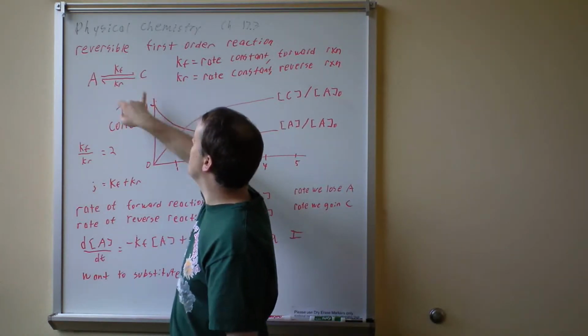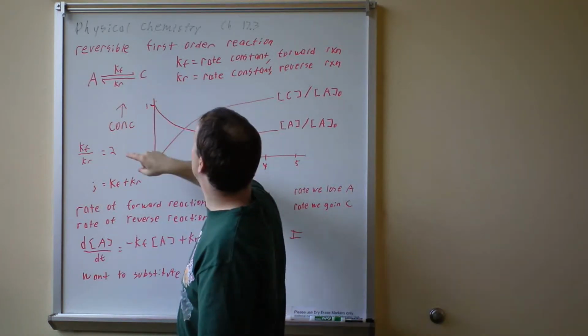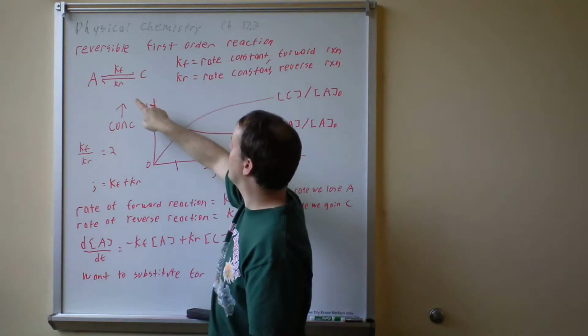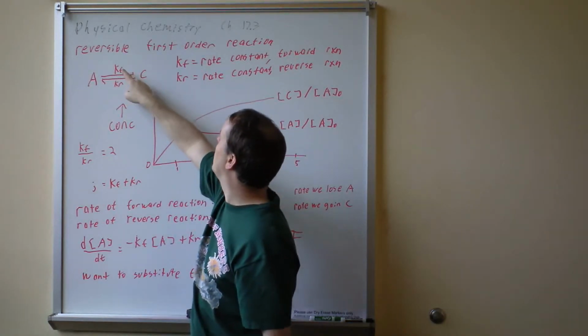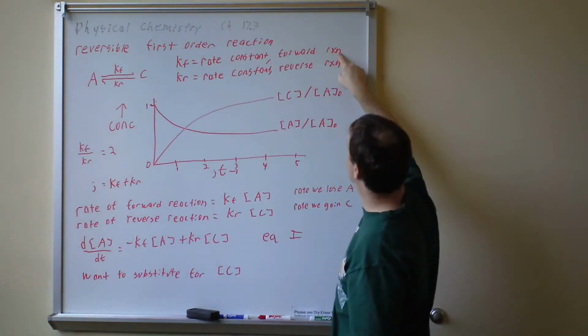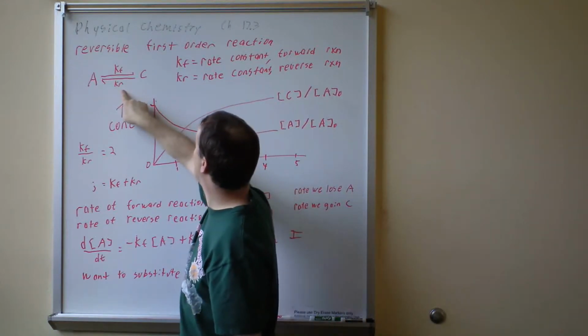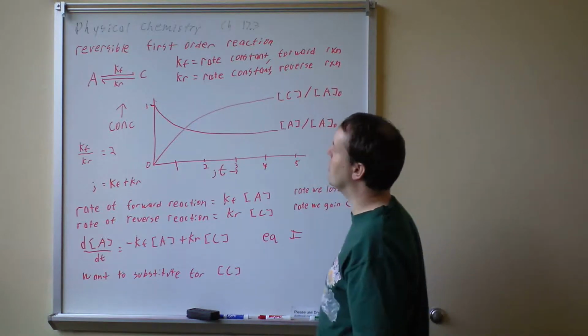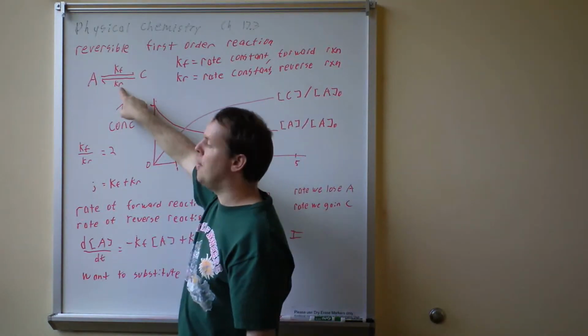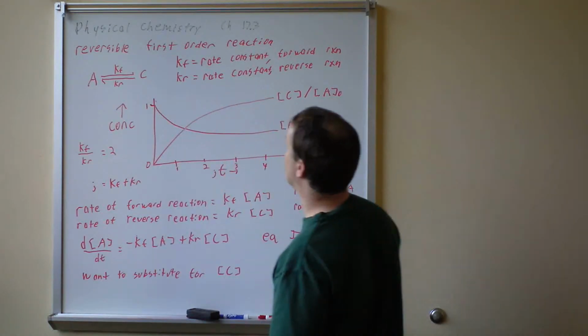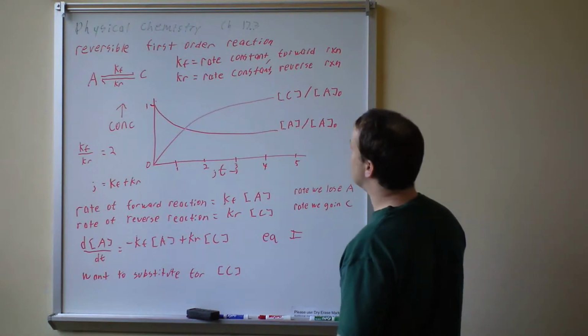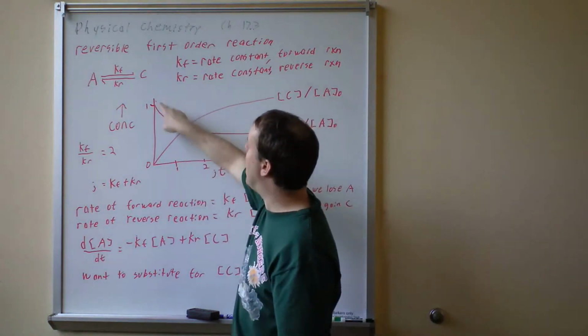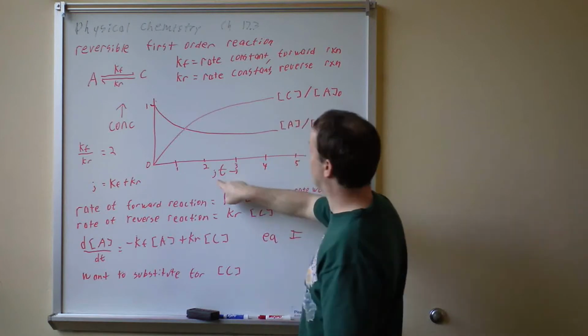We have A going to C in some sort of equilibrium. Notice now we have two rate constants. We have kf for forward, which is the rate constant for the forward reaction, and then we have k sub r, which is the rate constant for the reverse reaction. Sometimes you'll see a b for backwards reaction instead of r for reverse. So this is what's going to happen if you graph concentration versus time.